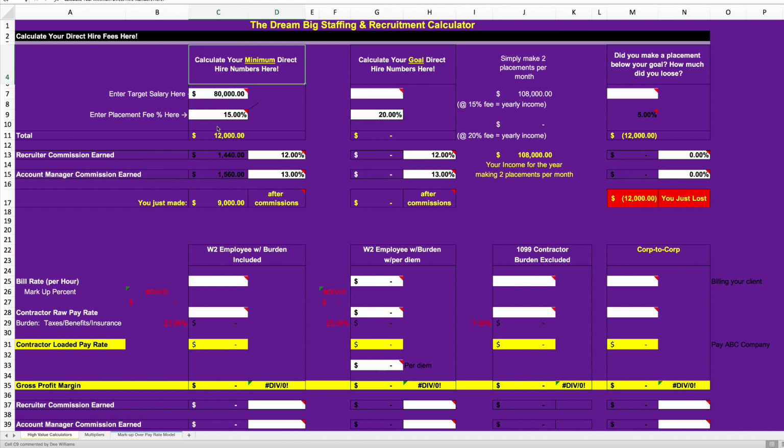The fee that I'm charging my client is 15%, and that means that I am going to receive a $12,000 check. If I have a recruiter, and I have an account manager or somebody who brought the sales and business development in for me, I'll calculate commission for them as well. So for the recruiter, the commission is 12%. For the account manager, the commission is 13%. And you just made $9,000 after commission. If you don't have a recruiter or account manager, and it's just you doing this business solo, you would have made the full $12,000, okay?